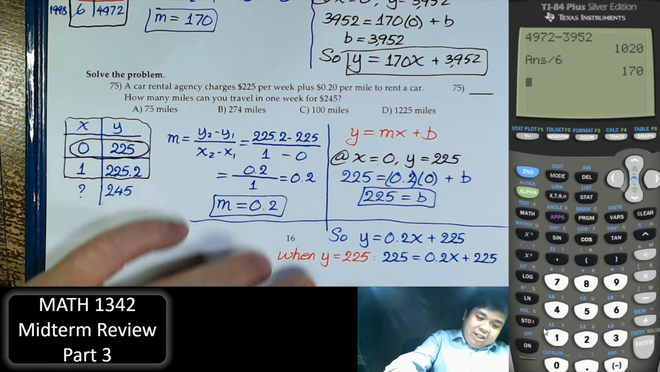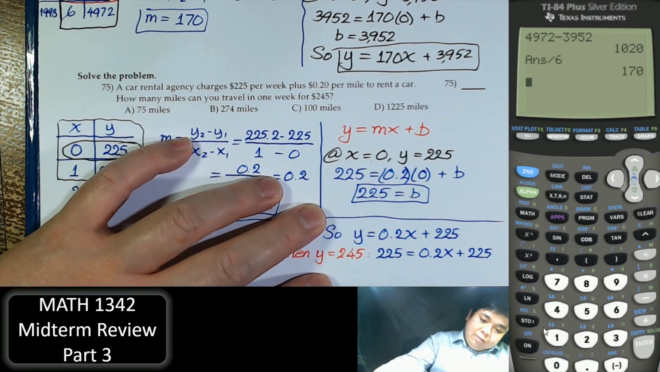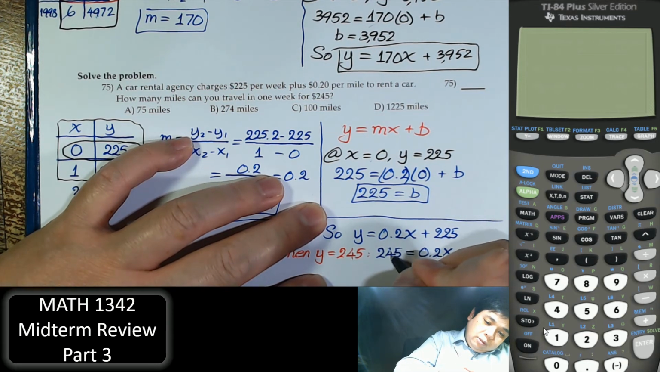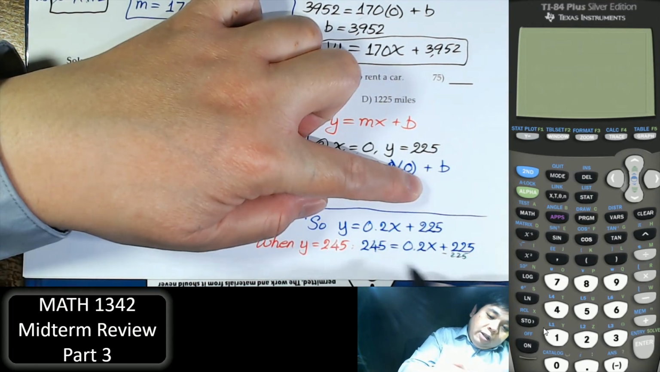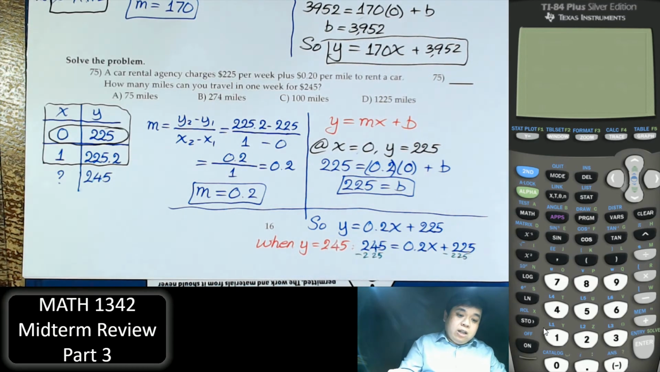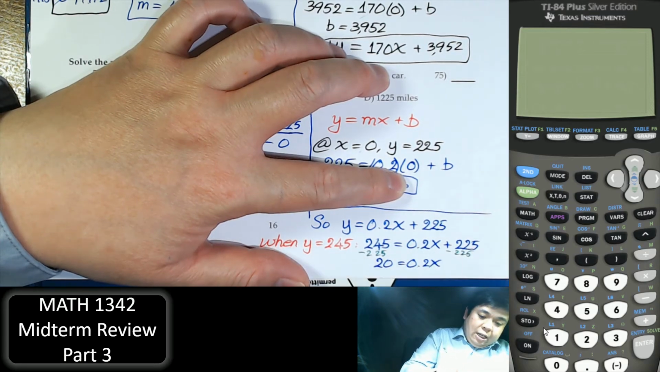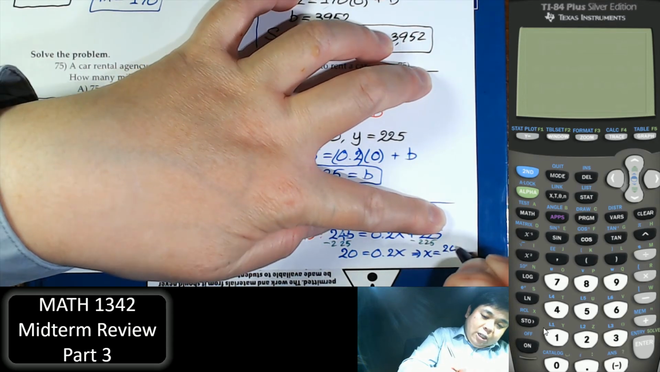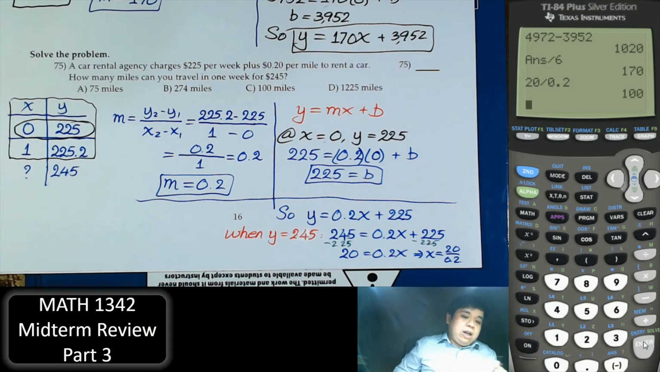I mean 245, right? And just solve for x. The rest will be easy. Minus 225 on both sides. That gives us 20. And divide by 0.2 on both sides. So x equals 20 divided by 0.2, which is 100. So x equals 100.